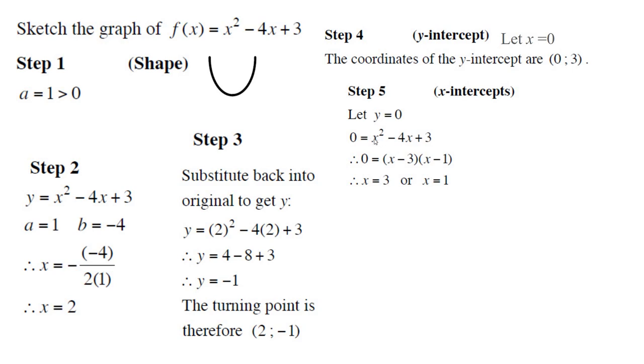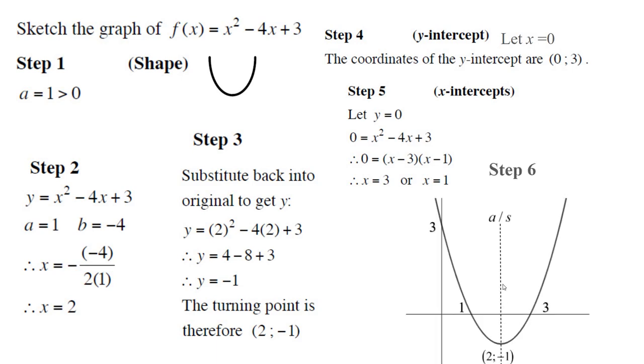You let that equal 0, and then you go, oh, we kind of factor this. X minus 3 times x minus 1: minus 3 times minus 1 is positive 3. Minus 3x minus 1x is minus 4x. So 3 and 1 are the x-intercepts. We've got the y-intercept of 3, the x-intercepts. We've got the axis of symmetry.